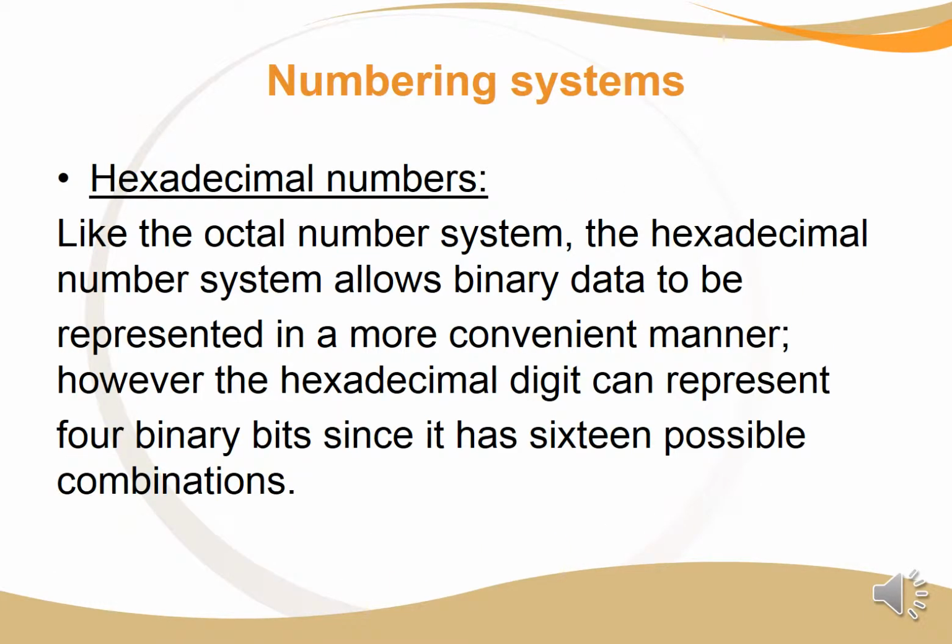Now moving on to hexadecimal. Like octal, hexadecimal allows binary numbers to be presented in a more convenient manner. However, a hexadecimal digit can represent 4 binary bits since it has 16 possible combinations.